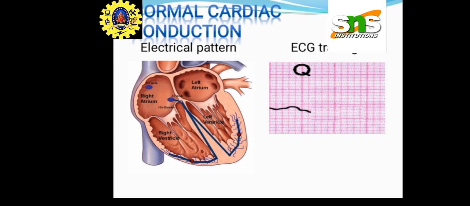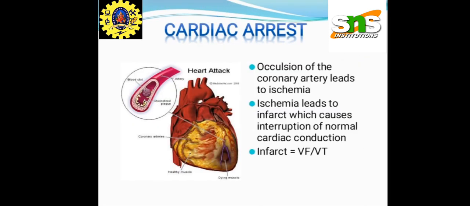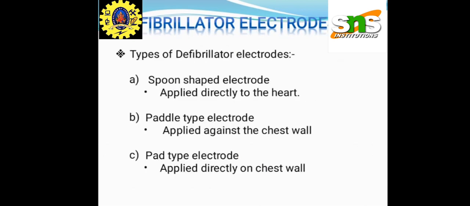40 bpm. Cardiac arrest. Occlusion of the coronary artery leads to ischemia. Ischemia leads to infarct, which causes interruption of normal cardiac conduction. Infarct, VF or VT. Defibrillator electrodes. Types of defibrillator electrodes. A. Spoon-shaped electrode applied directly to the heart. B. Paddle type electrode applied against the chest wall. C. Pad type electrode applied directly on the chest wall.